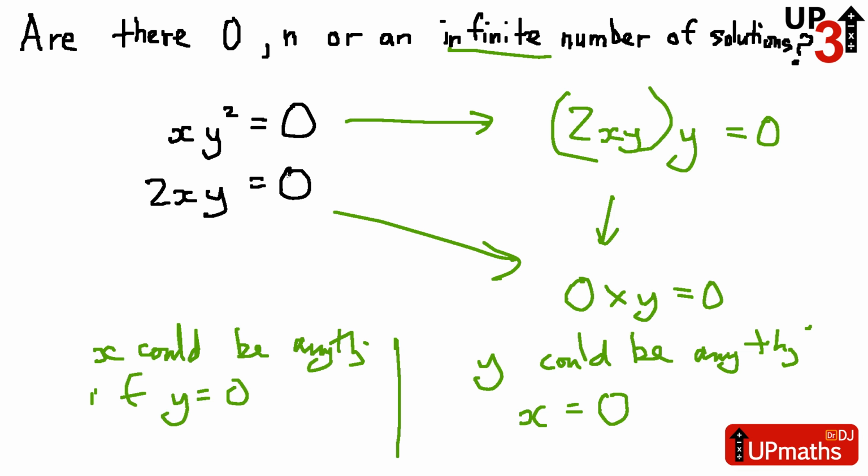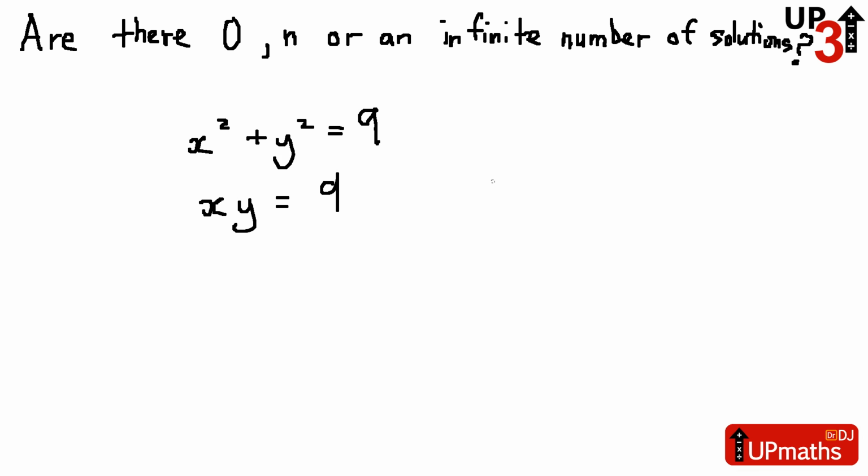It's this problem that if you've got two things multiplied together to make 0, only one or the other has to be 0 and the other one can be anything. So that's what's happened there. Let's look at the next one.